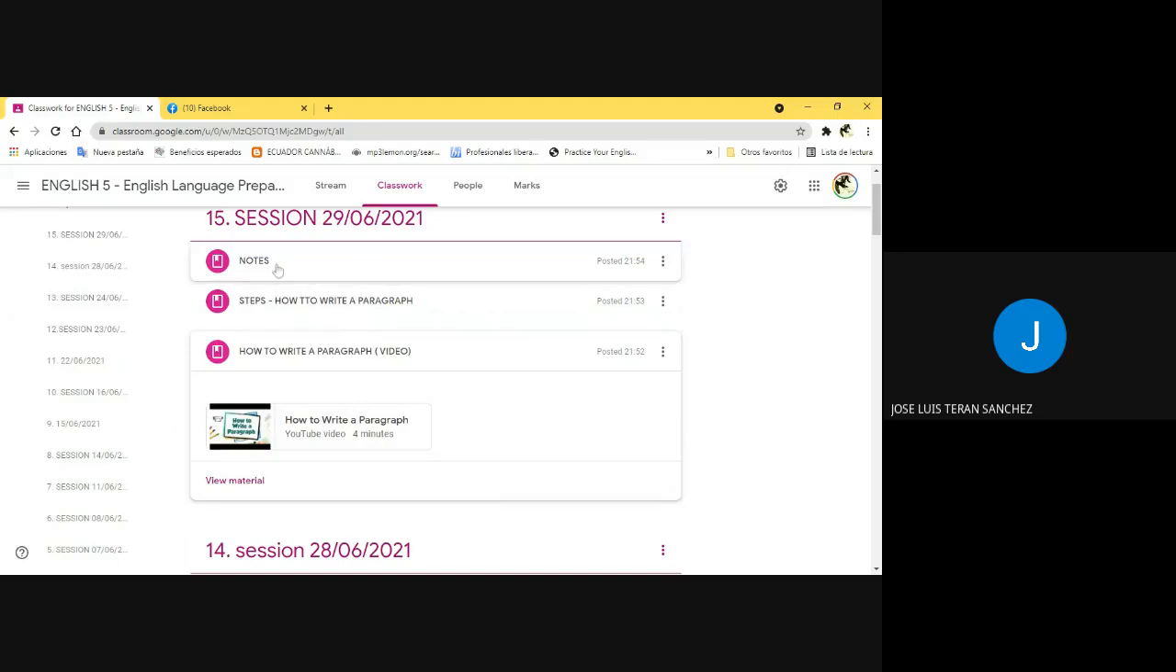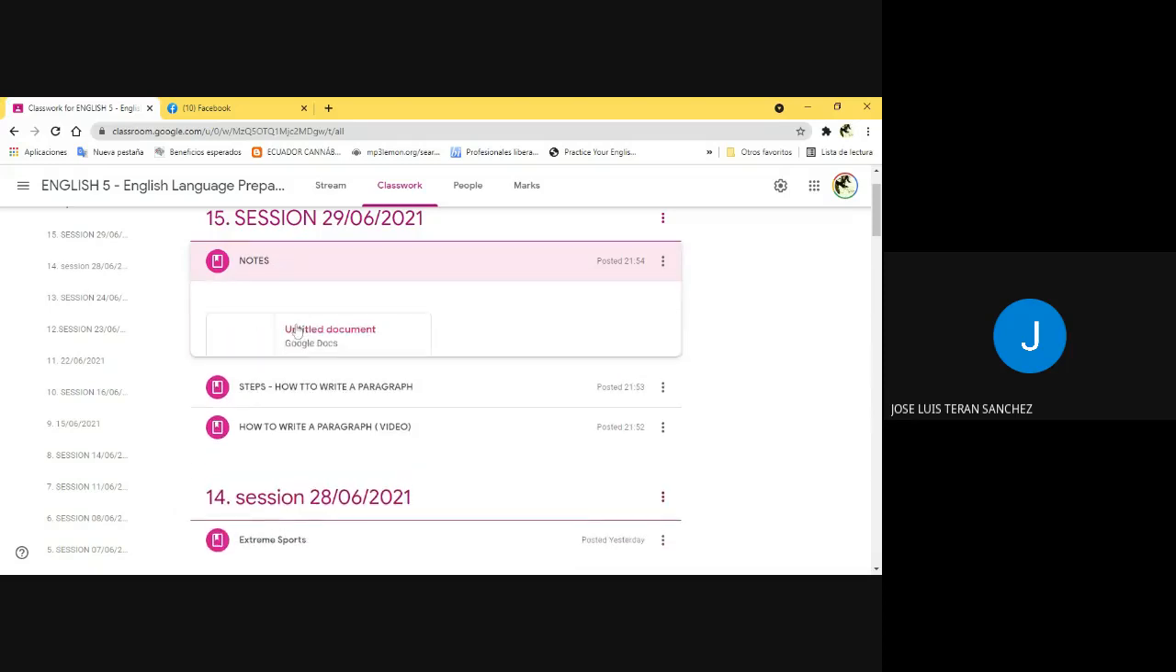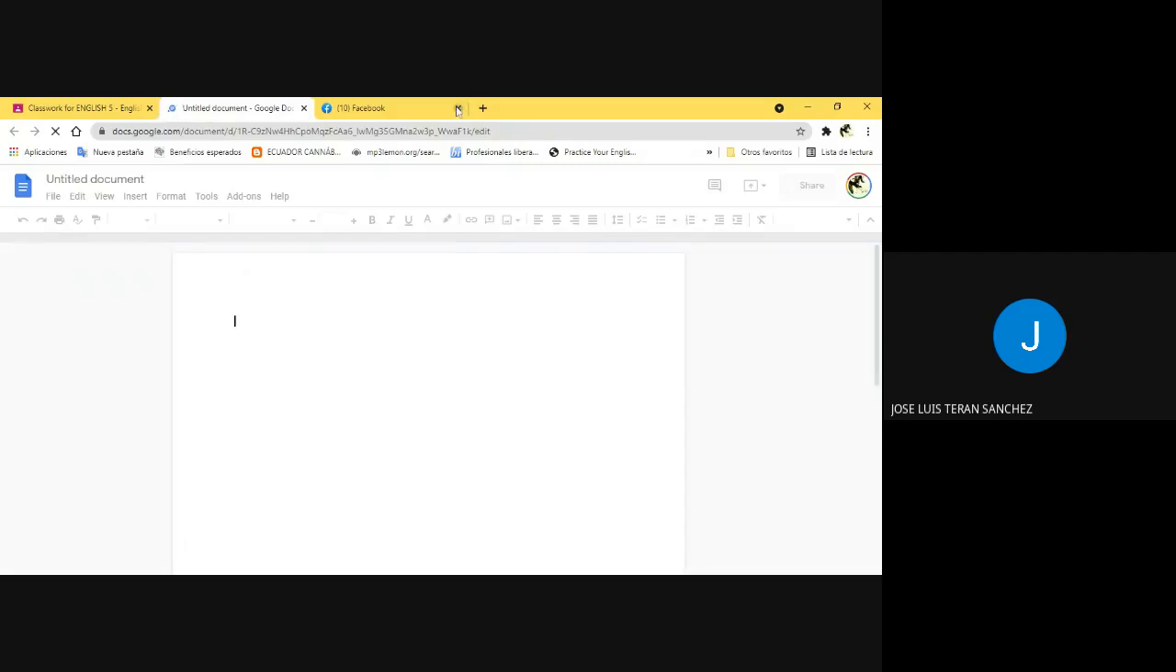Okay, so that's why, in order not to have deviations, it's very important to understand that paragraphs will be, let's say, of three types.